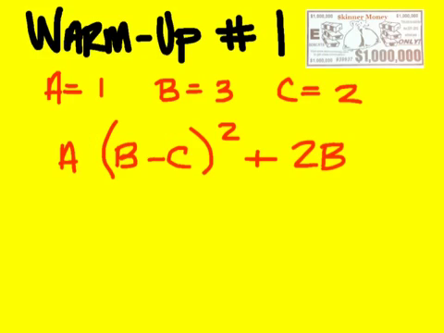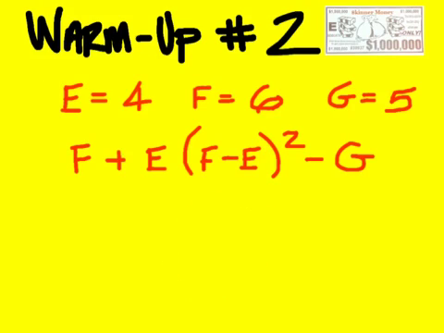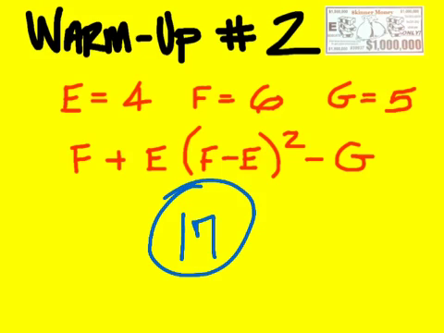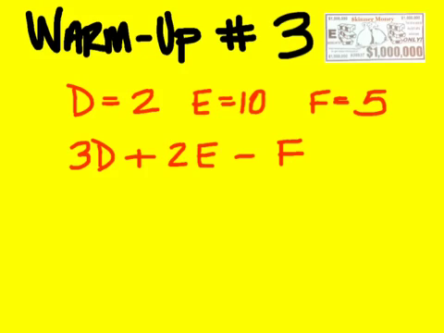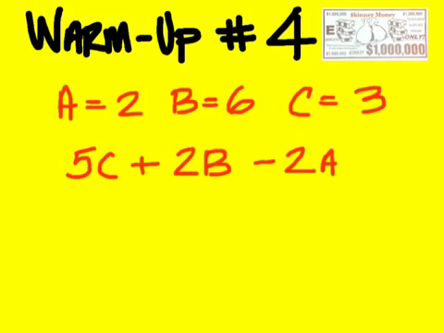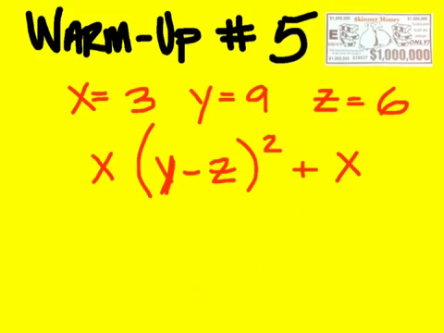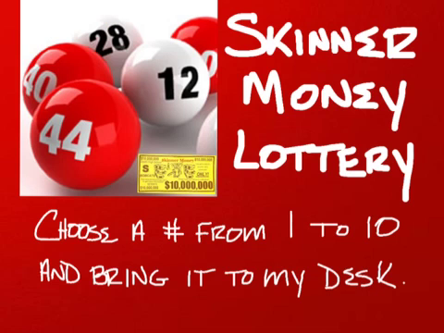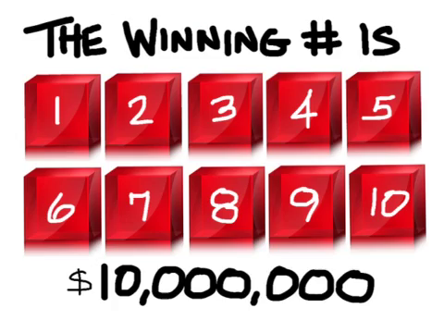Number 1. Answer should be 7. Number 2. Answer should be 17. Number 3. The answer should be 21. Number 4. 23 is the answer. Last one. Answer should be 30. Bring up a number from 1 to 10. Winning number today is 3.